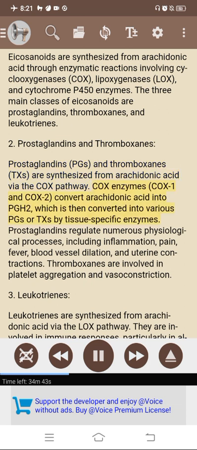COX enzymes COX1 and COX2 convert arachidonic acid into PGH2, which is then converted into various PGs or TXs by tissue-specific enzymes. Prostaglandins regulate numerous physiological processes, including inflammation, pain, fever, blood vessel dilation, and uterine contractions. Thromboxanes are involved in platelet aggregation and vasoconstriction.